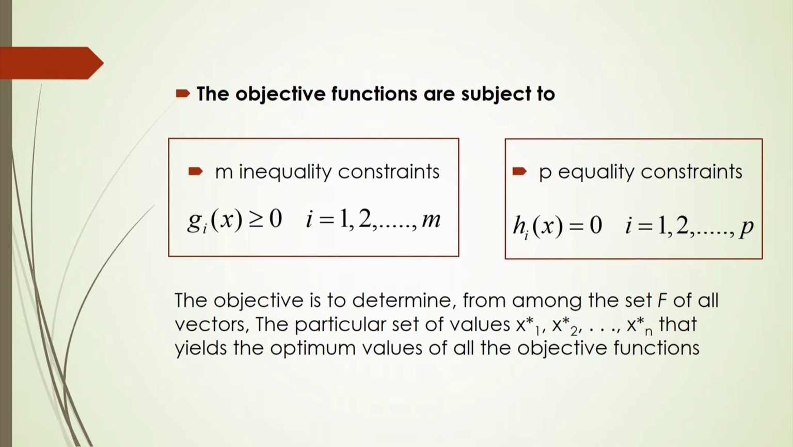So, the solutions will be like this: x1*, x2*, xn*, for this objective function for the maximization or minimization, based on the constraints of m number of inequality constraints and p number of equality constraints.